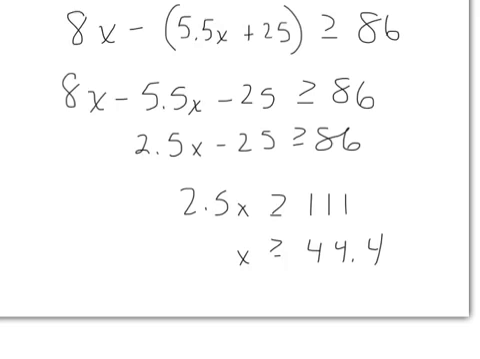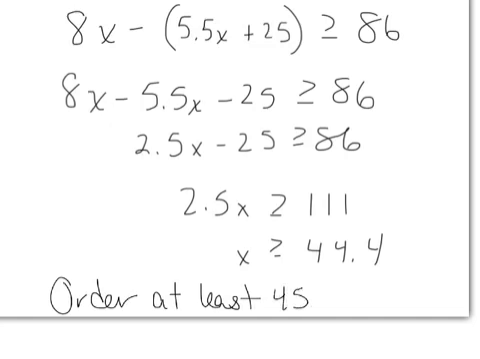Because you need greater than or equal to 86. Sometimes you're not going to get the exact amount you want as profit. But are you going to argue if you get more than what you want? No, you're never going to argue that. So you need to order at least 45 calculators.